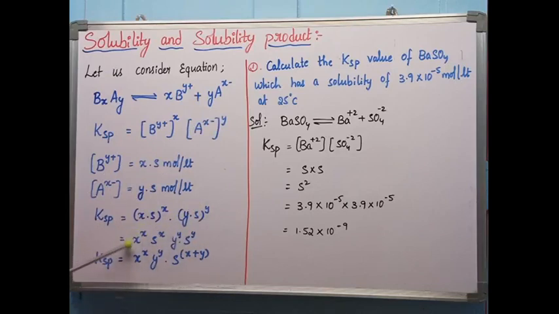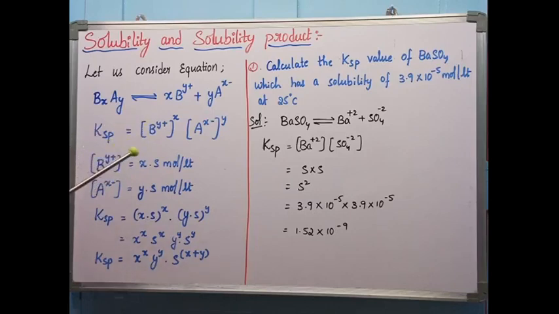So how will you write it now? x power x into y power y, and S is common, so S power x plus y. That is the relation between solubility product and solubility: Ksp equals x^x y^y S^(x+y). So this is the value. Now, in order to understand this, we are calculating some problems. Let us do some problems regarding solubility and solubility products.